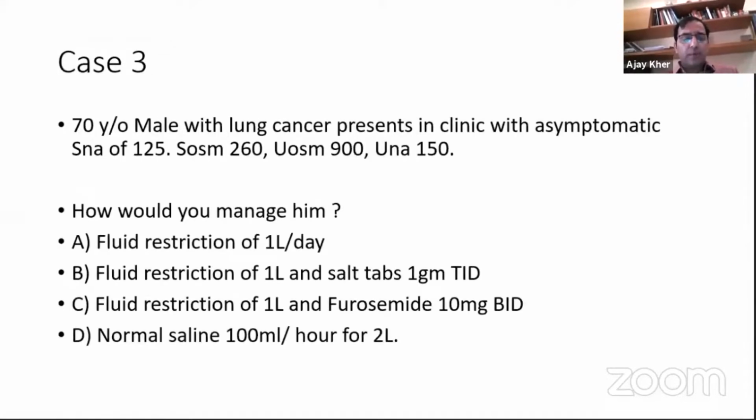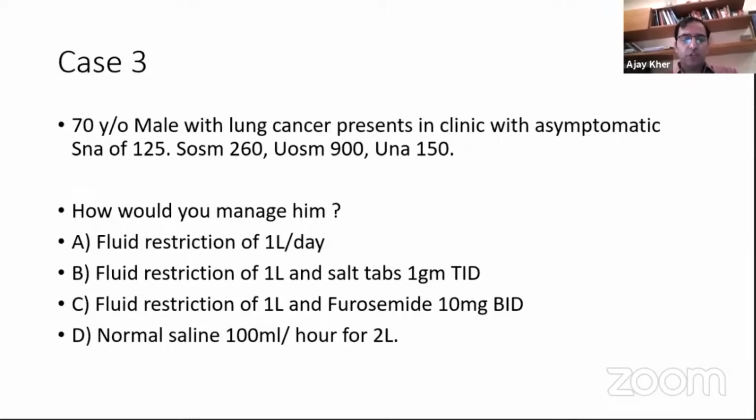So another patient, a 70-year-old male with lung cancer, presents in the clinic with asymptomatic sodium of 125, with a serum osm of 260, urine osmolarity of 900, and urine sodium of 150. So all of these criteria meet SIADH. The question now, in terms of management, is how would you manage him?